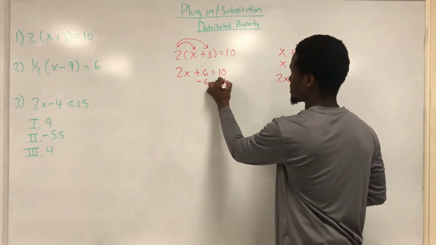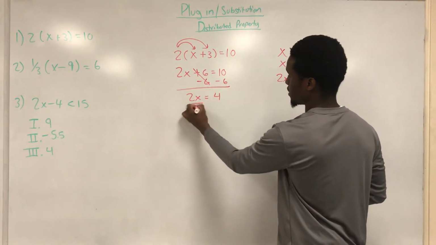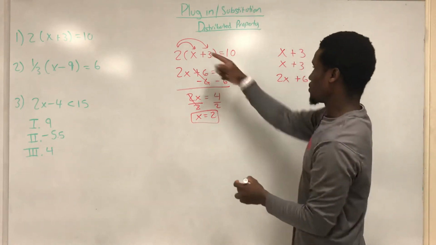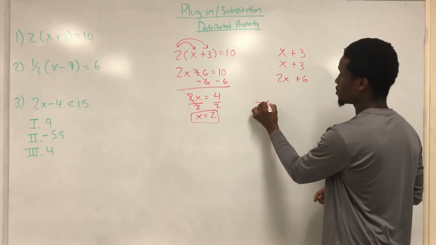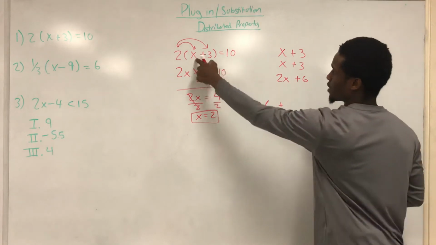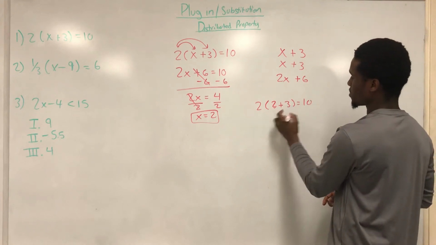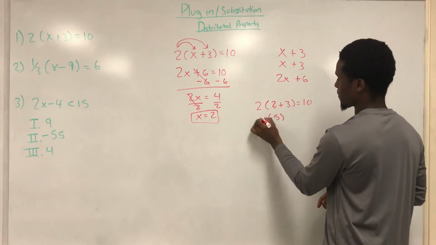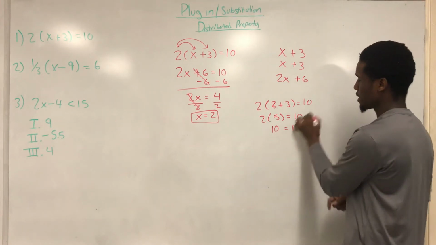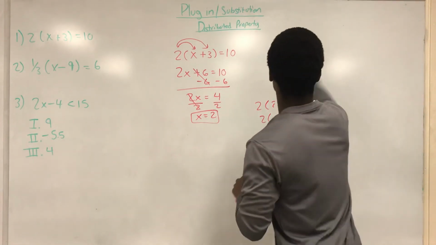So in this case, we could go ahead and solve this. So minus 6, 2x is going to be equal to 4. Divide by 2, x is equal to 2. All right? And if we just go ahead and plug that in, I'm going to plug in 2 for x. 2(2 + 3) is going to be equal to 10. 2 plus 3 is 5. And 5 times 2 is in fact equal to 10. So 10 is equal to 10. I've now checked my work. Okay? Let's go ahead and try that with another one.